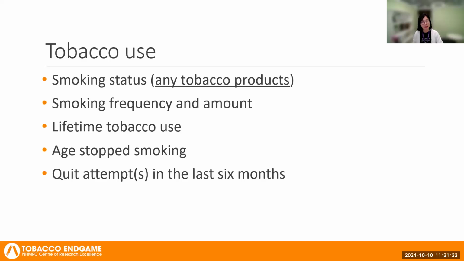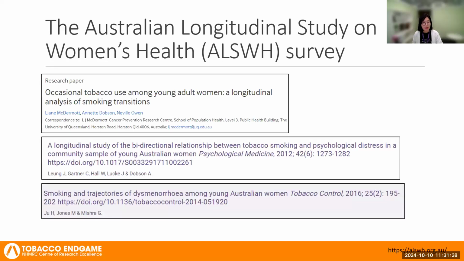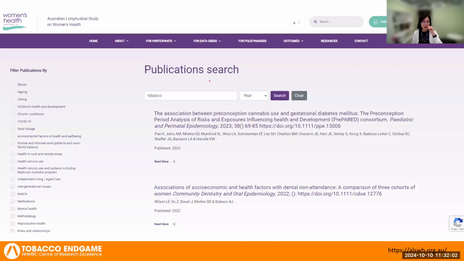As you can see, it does collect several smoking and cessation-related variables. And I found several, not really that many, but several studies have been published using this data. For example, examining topics such as smoking patterns among Australian women and the association with psychological distress, and associations to specific disease trajectories. For those interested, our web page is available where you can search for more studies using keywords.